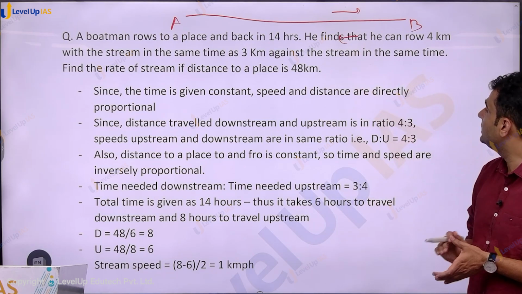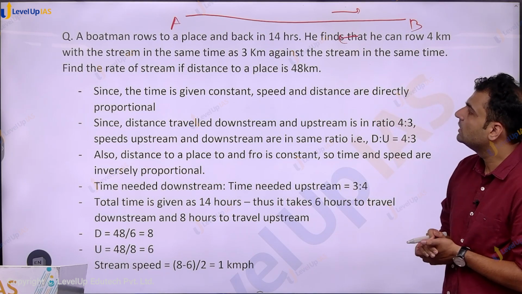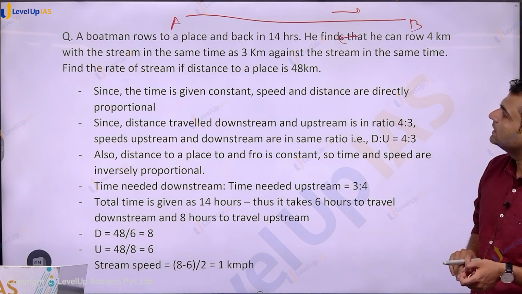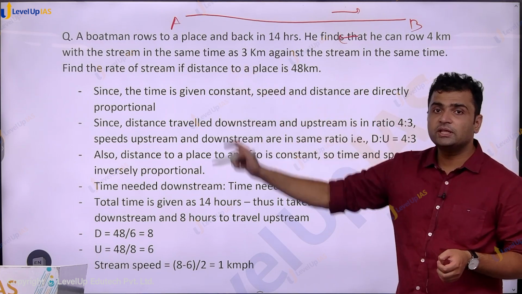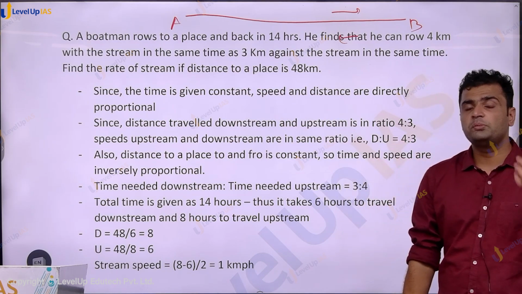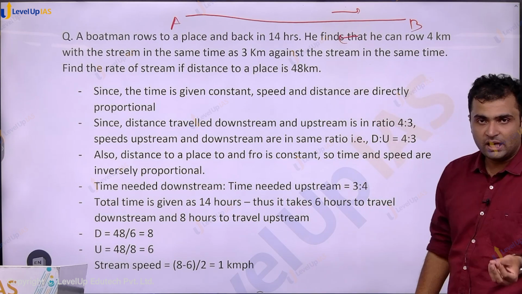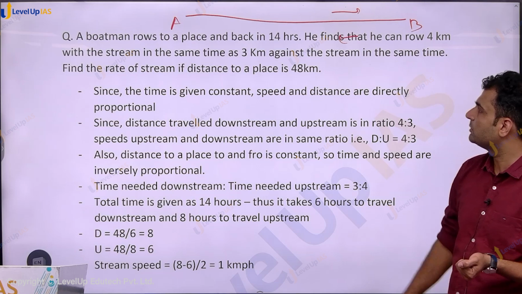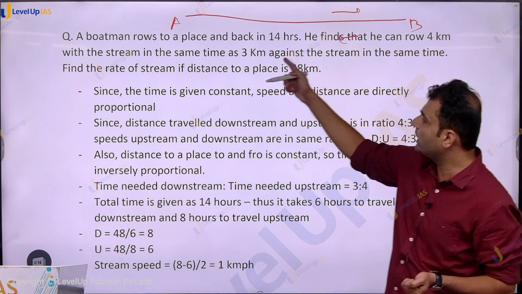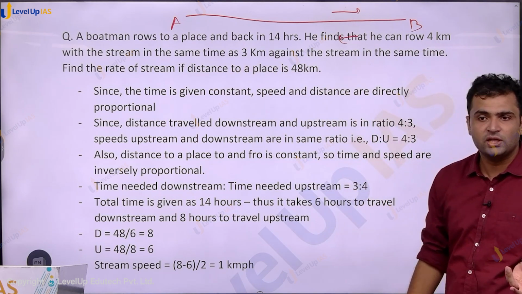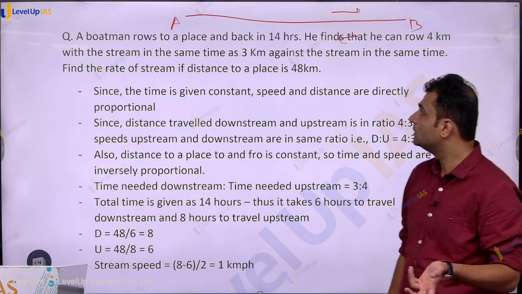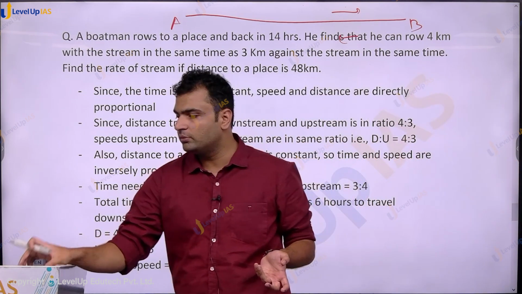He finds that he can row 4 kilometers with the stream in the same time. So time is constant. When the time is constant, distance and speed are directly proportional. So the ratio of distance is 4 and 3, which has to be same as ratio of speeds.